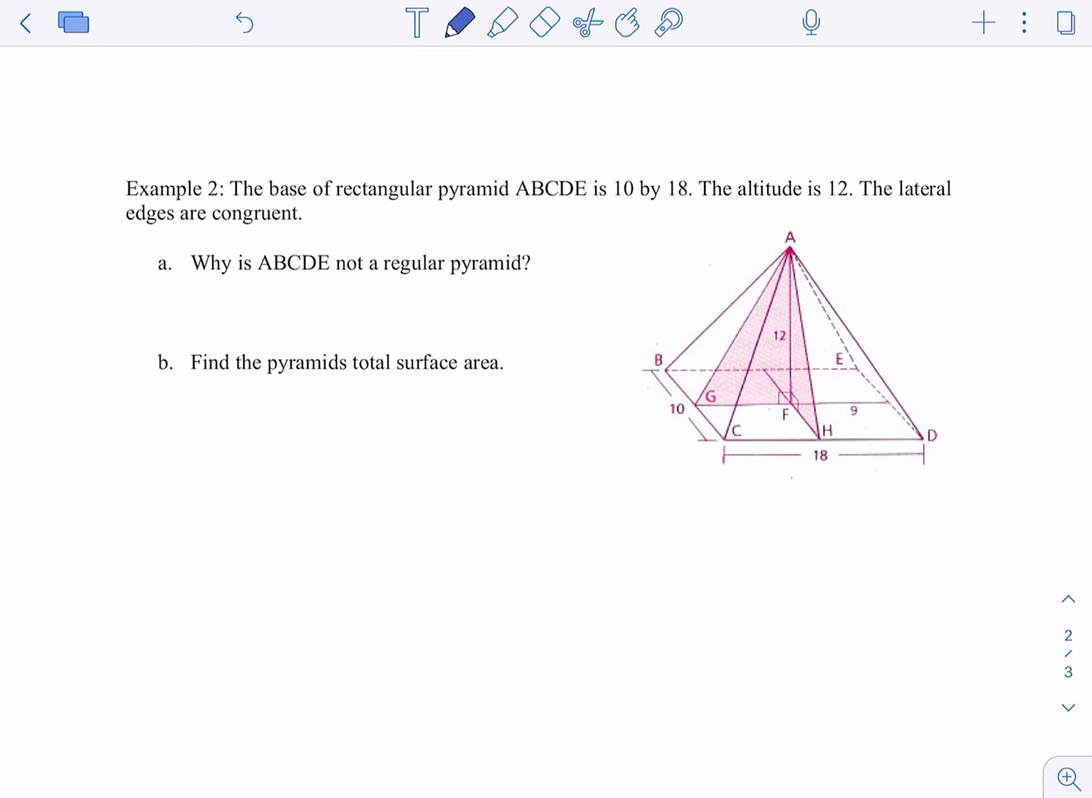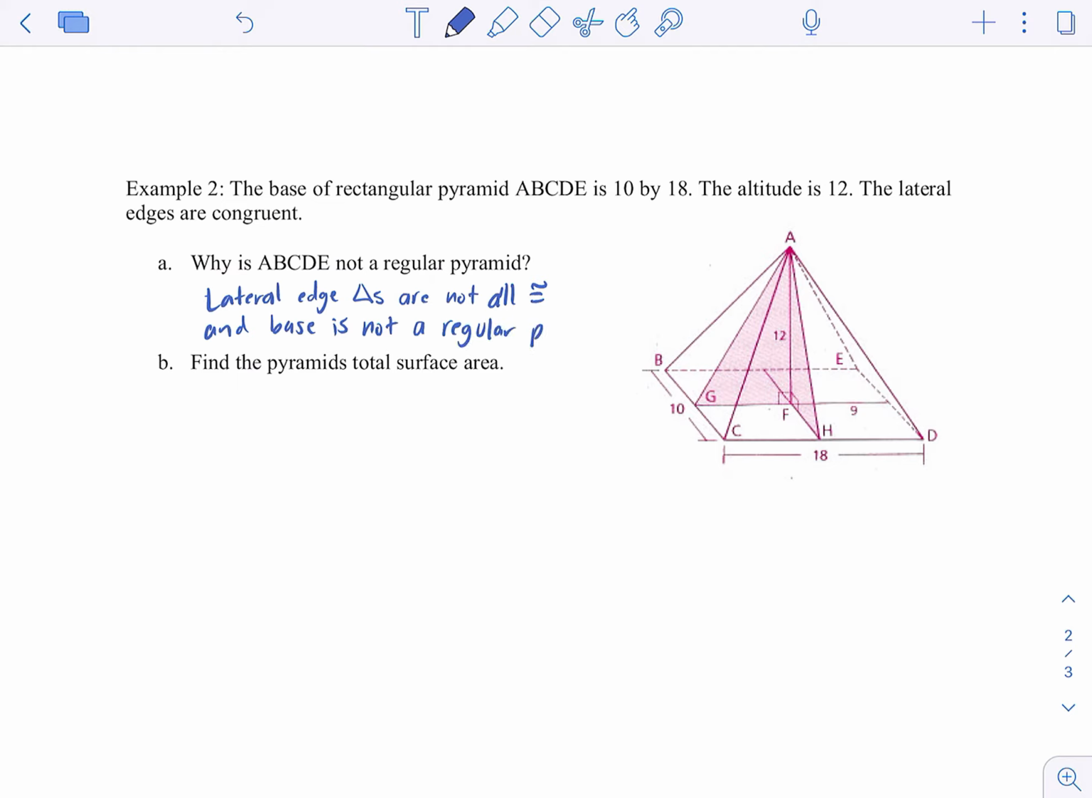And when we start doing some investigating, we're going to find out that we don't. It tells us all the lateral edges are congruent, but we have isosceles triangles with congruent legs, but the bases are different, which would mean these triangles actually have a different size. So let's go ahead, so it's not regular because the lateral edge triangles are not all congruent, and the base is not a regular polygon.